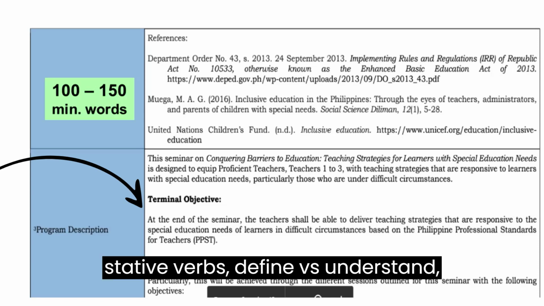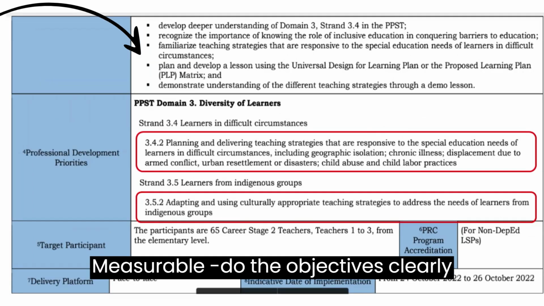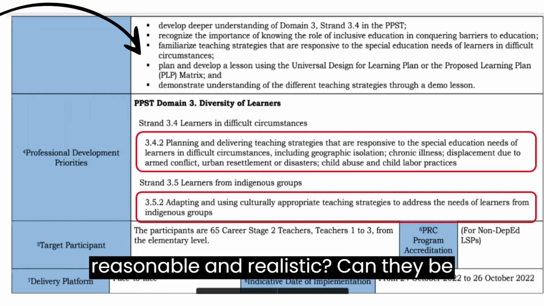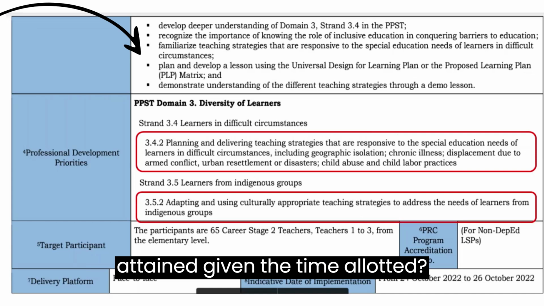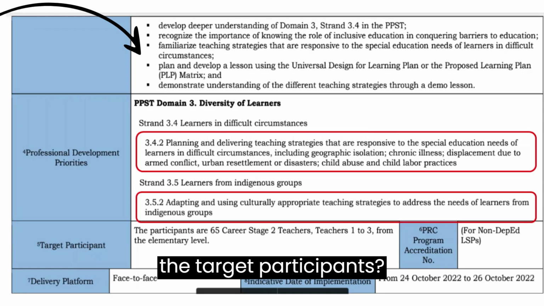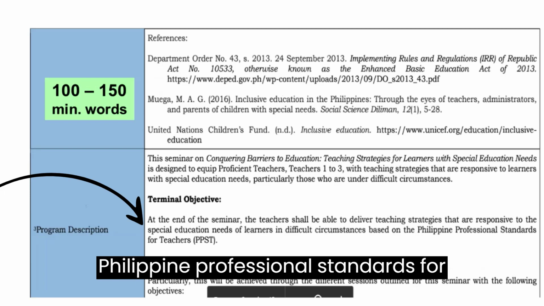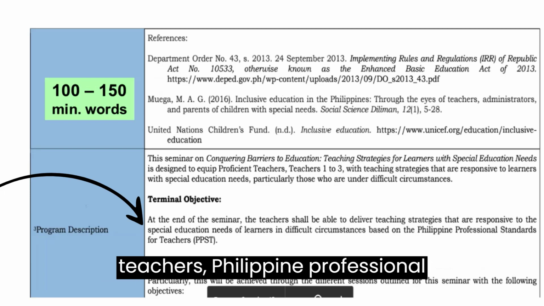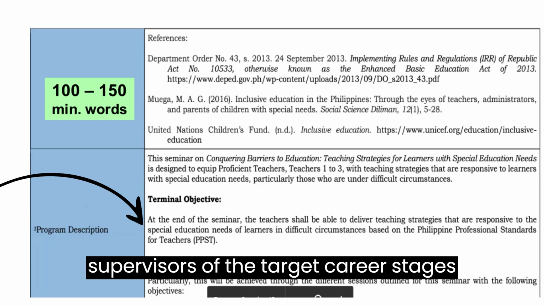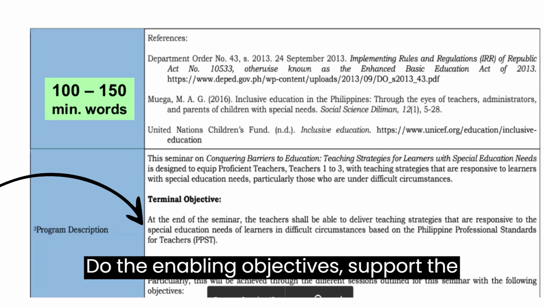Action verbs versus stated verbs: define versus understand, perform versus commit, practice versus appreciate. Measurable: do the objectives clearly indicate an action that can be measured? Achievable: are the objectives reasonable and realistic? Can they be attained given the time allotted? Relevant: do the objectives fit the purpose of the program and the functions of the target participants? Does the attainment of the terminal and enabling objectives support the attainment of the indicators of the Philippine Professional Standards for Teachers, School Heads, and Supervisors of the target career stages of participants? Do the enabling objectives support the attainment of the terminal objective?